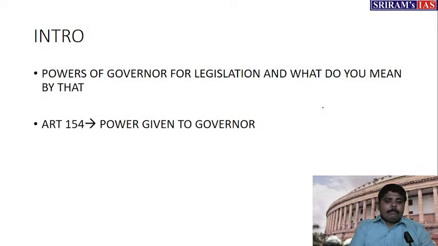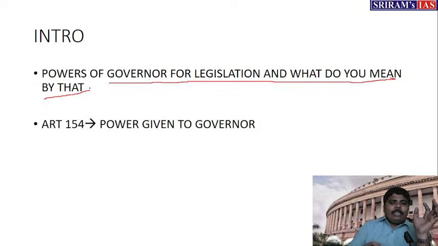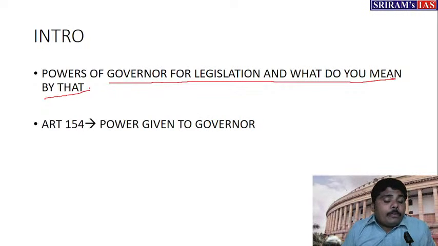The opening statement is the powers of the governor for legislation. So here we get a very good amount of clarity. Powers of governor for legislation, and what do you mean by that? That is very important. See, anything and everything you write in the examination, do write a small two-liner explanation for that. When you give that explanation, it will give you comfort from the examiner's point of view, and he will feel that, come on, he is addressing the question with due respect.